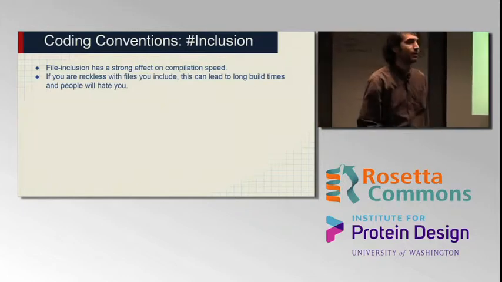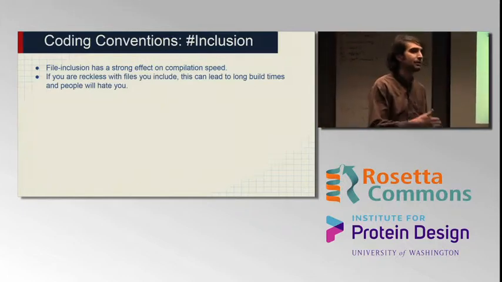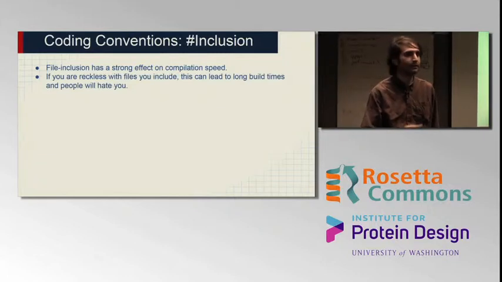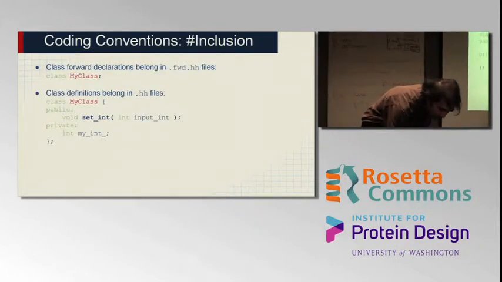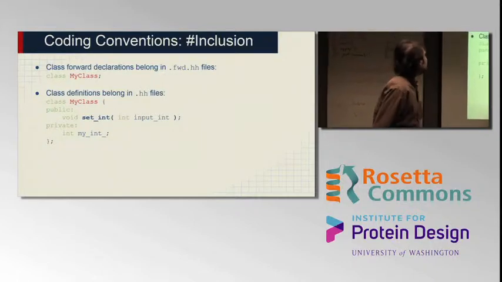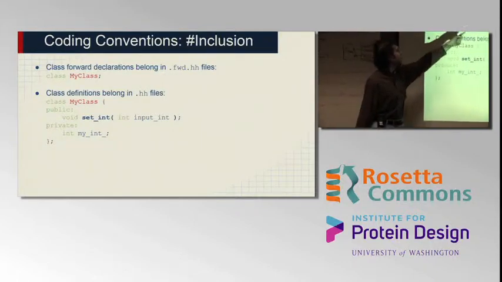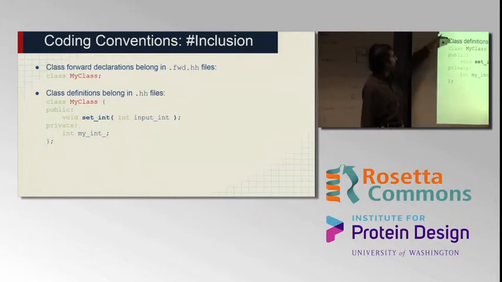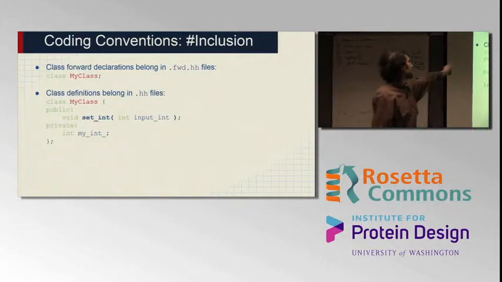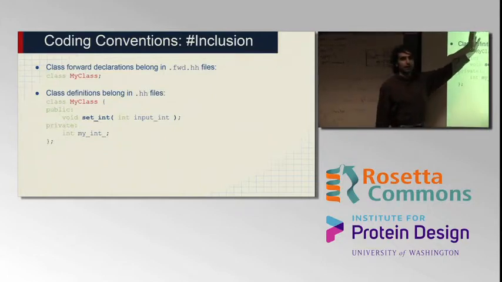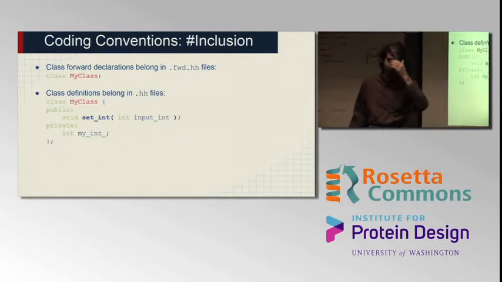Be careful with inclusion patterns. Try to use forward.hh instead of hh if you can. Never include a CC file. Don't include something unnecessarily if you don't need it to, because it'll slow down compilation. Again, the forward.hh file should have class, my class, and the actual class definition should be in the HH file. This line by itself just prototypes the class and lets other things know this class exists, but doesn't tell them anything about that class.